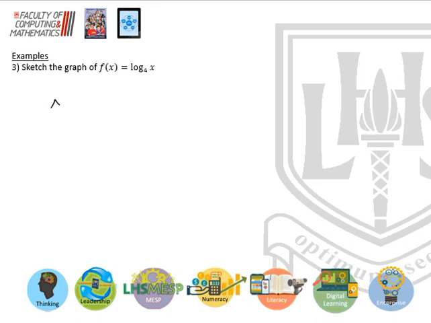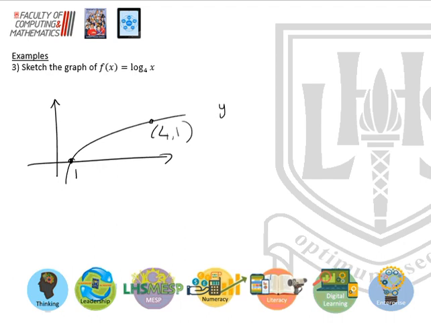So again, nice and easy, just remembering the shape, which we know looks like that, and the fact that it goes through (1, 0) and (a, 1). Oh, rubbish. What have I done? Not (a, 1) specifically here. a is 4, so it's going through (4, 1). Apologies. That is a graph of y equals log x to the base 4, or y equals f(x) to the base 4.